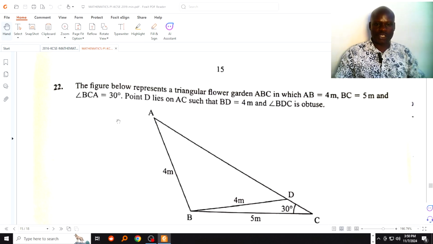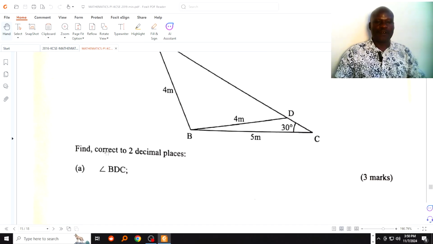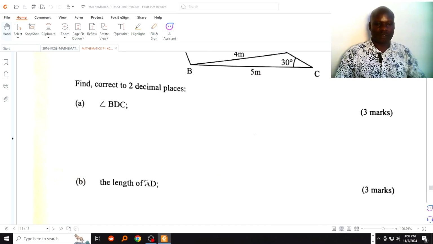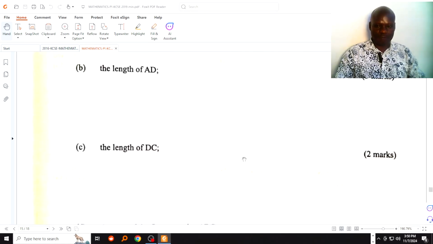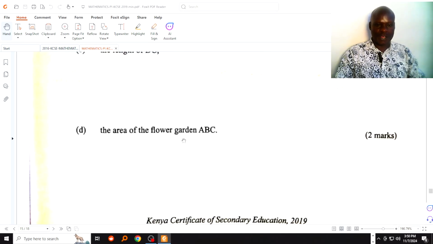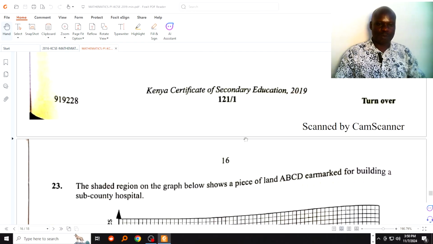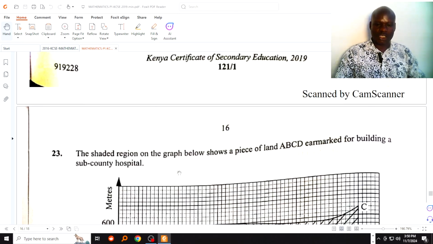Angle BDC is obtuse. Find, correct to two decimal places, angle BDC, 3 marks. The length of AD, 3 marks. The length of DC, 2 marks. The area of the flower garden ABC, 2 marks. And that's the question. Let's consider the solution.